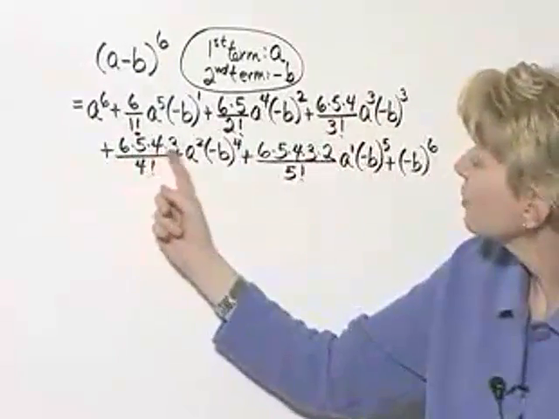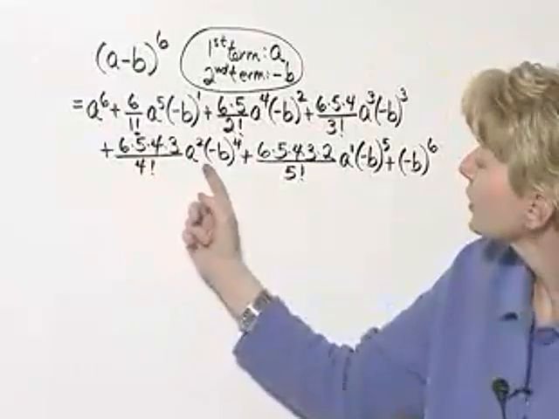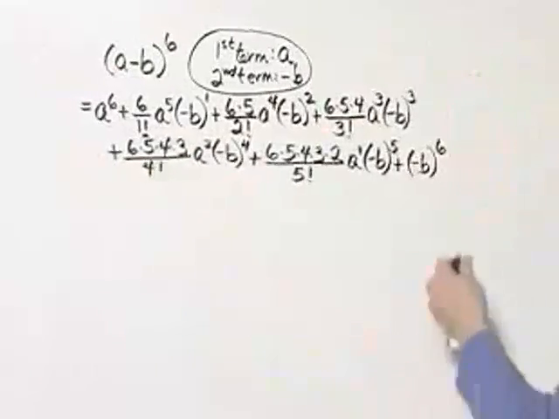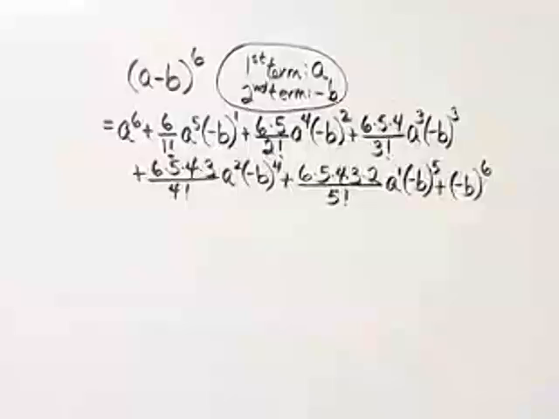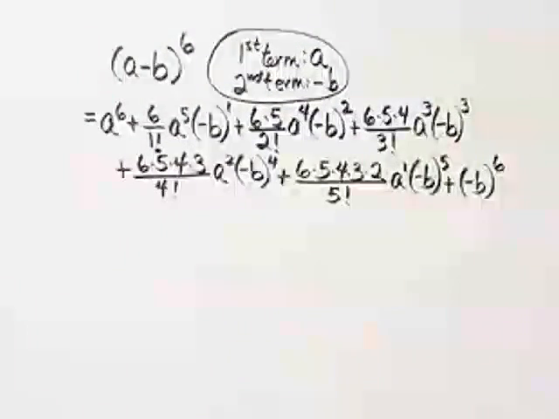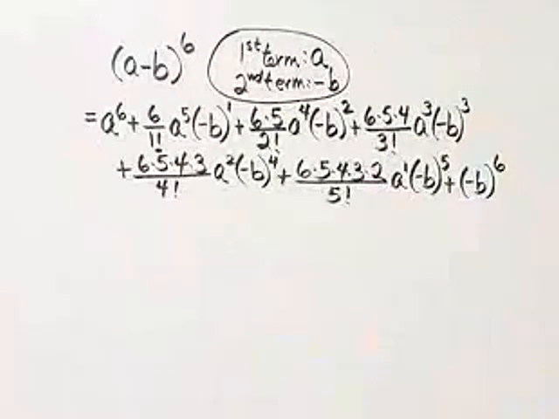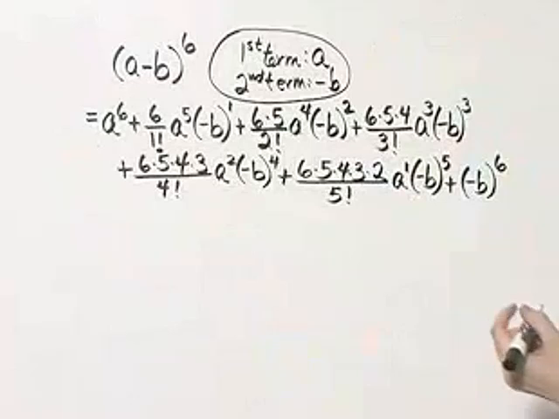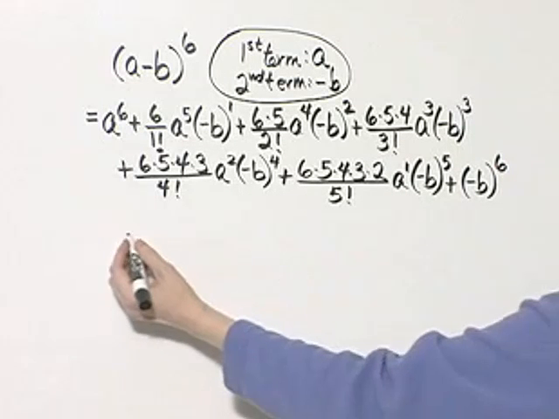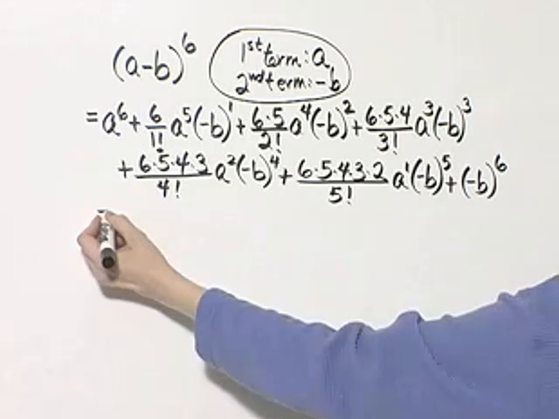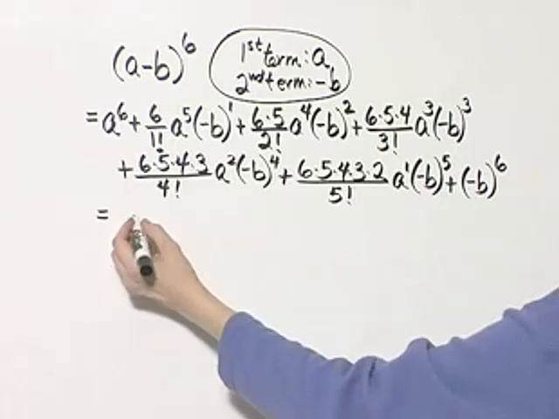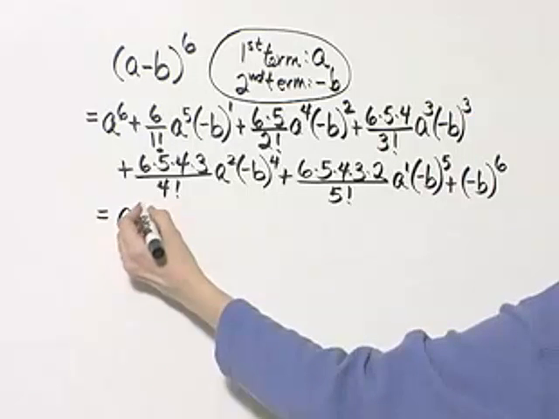This is 6, 5, 4, 3 over 4 factorial, and continue on until we get to negative b, that quantity, to the 6th power. Now let's go ahead and evaluate a few of these terms, but we will not evaluate all of them. For example, the first term is simply a to the 6th. So that's a to the 6th.